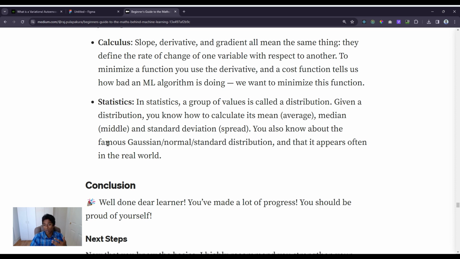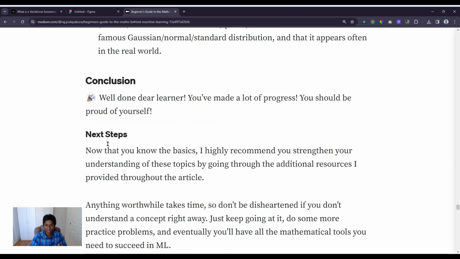In statistics, a group of values is called a distribution. Given a distribution, we know how to calculate the mean or the average, the median or the middle, and the standard deviation or the spread. You also know the famous Gaussian, normal, or standard distribution, and that it appears often in the real world.